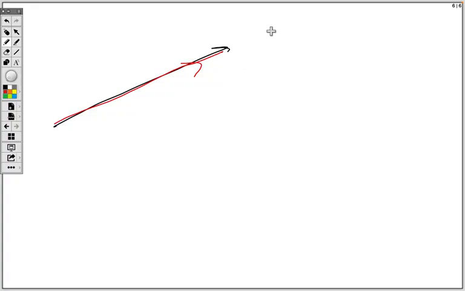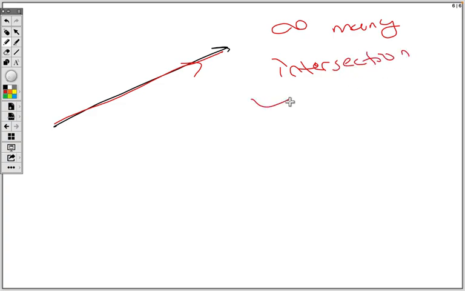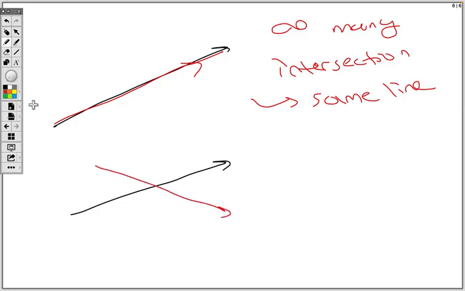You set the components equal to each other, and then you end up getting infinitely many intersection points. So that would give you the same line. In other words, if they intersect more than once, they intersect everywhere and it's the same line. You could have two lines that intersect only once.